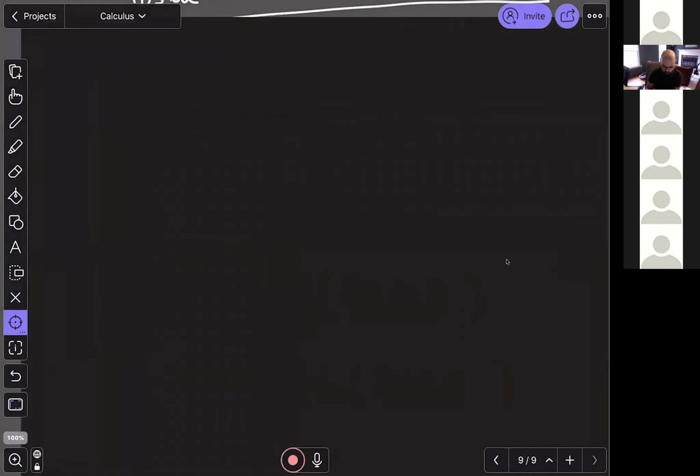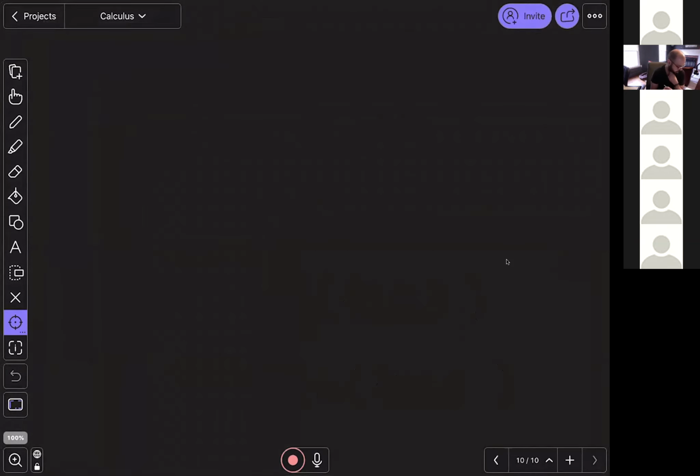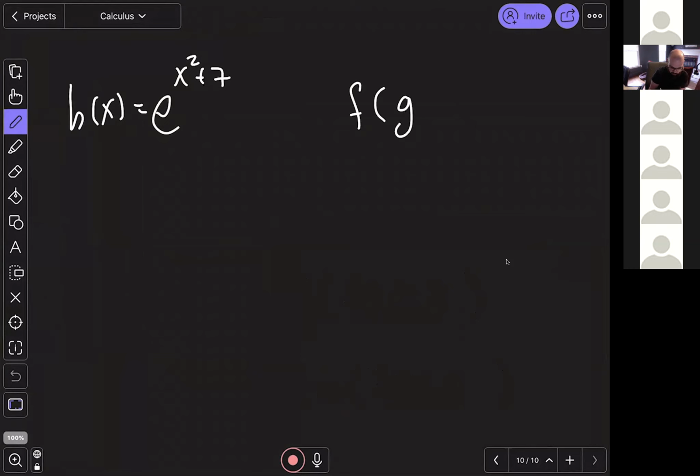Okay, so what we'll do is I'm going to put up a function here, and I want you all to think about, hey, what's our inside function and what's our outside function? Okay, so here is our function. We could see something like this, e to the x squared plus 7. I'm going to call this function h of x, and I want to rewrite this as something like f of g of x. I'm going to look at it as a composite function.